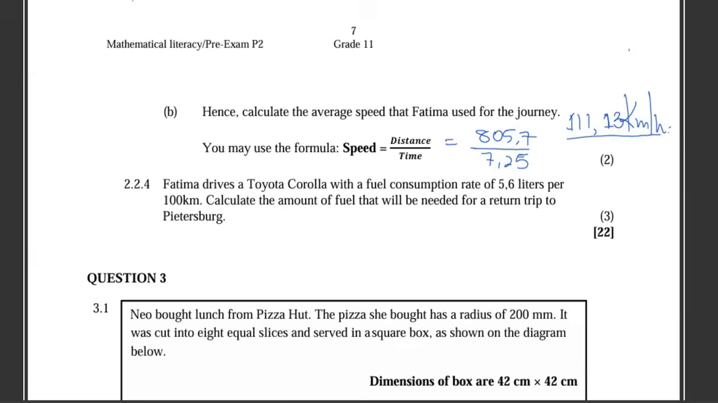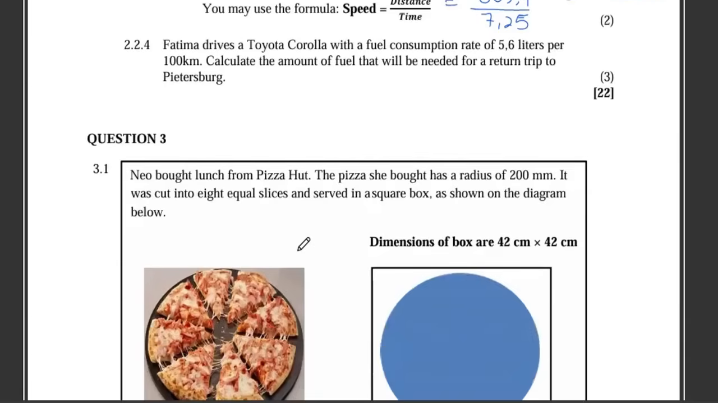Okay, there we go. 2.2.4. Fatima drives a Toyota Corolla with a fuel consumption rate of 5.6 liters per 100 kilometers. Calculate the amount of fuel that will be needed for a return trip. Remember, we got the distance as this much. So for the return trip we multiply by 2. So what is the total distance that we are looking at?